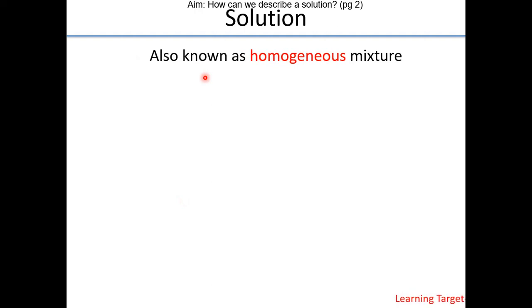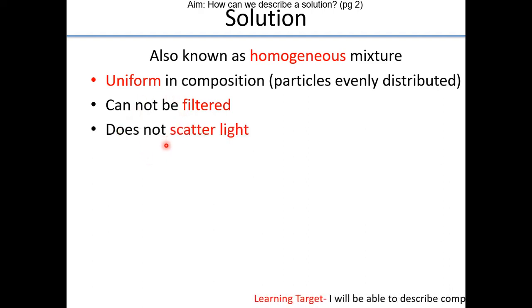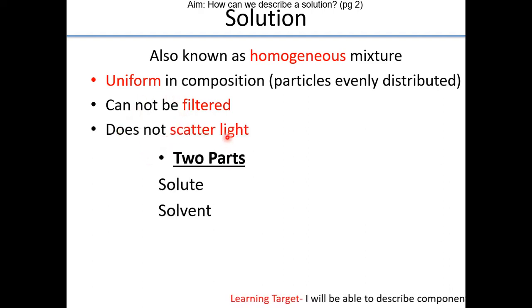This is review from Unit 1. A solution is also known as a homogeneous mixture. It is uniform in composition, which means the particles are evenly distributed. It cannot be filtered and does not scatter light. So there are two parts to a solution, the solute and the solvent.